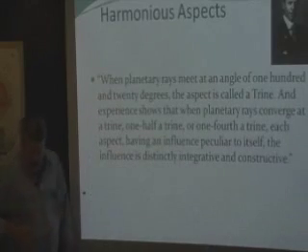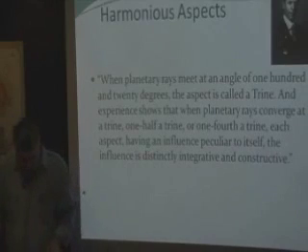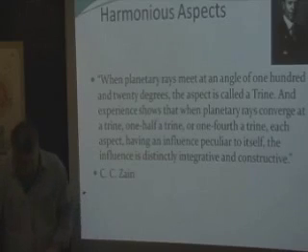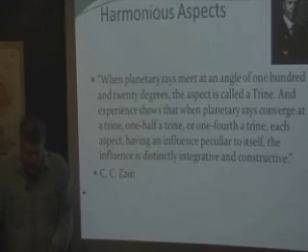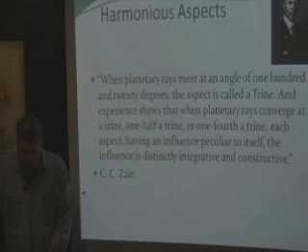All right, let's talk about harmonious aspects. Saint says, when planetary rays meet at an angle of 120 degrees, the aspect is called a trine. And experience shows that when planetary rays converge at a trine, 1/2 a trine, or 1/4 a trine, each aspect having an influence peculiar to itself, the influence is distinctly integrative and constructive.